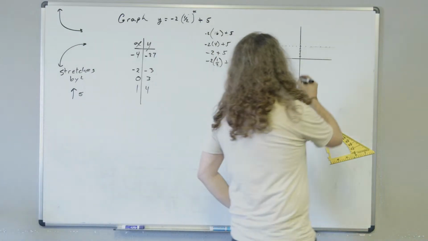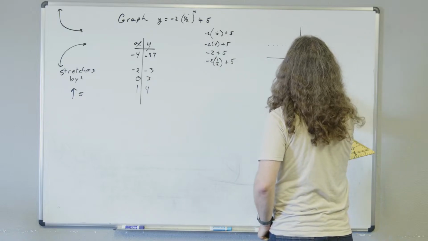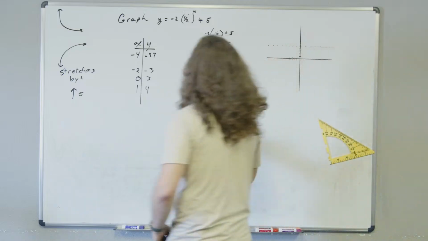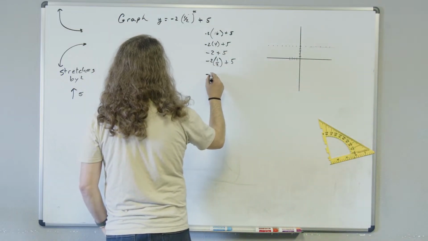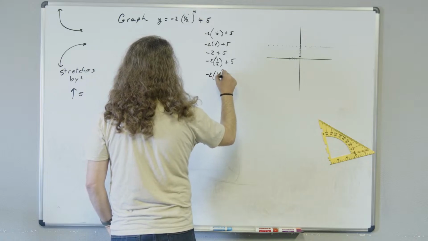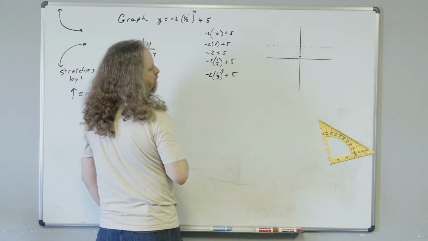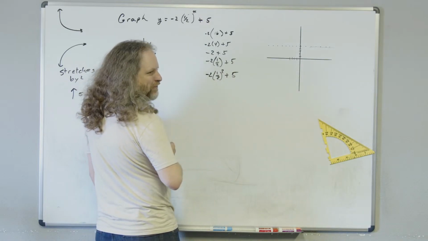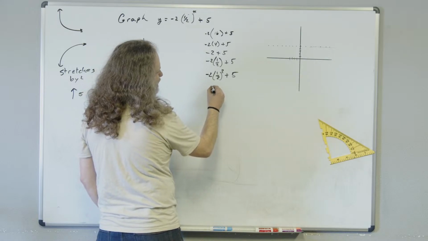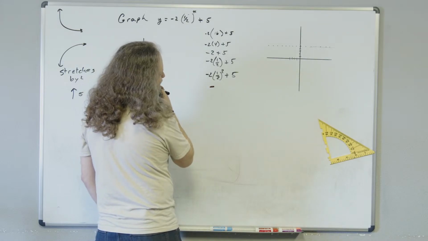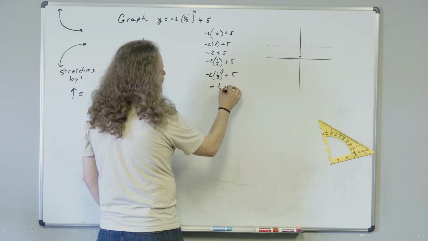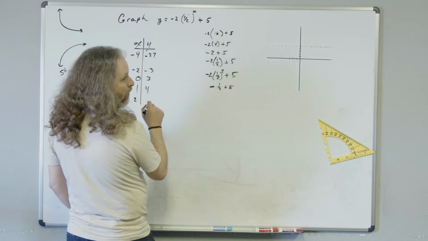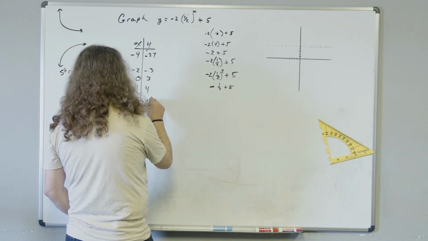So, negative 4. Let's see whether it'll go to 5. If I plug a 2 in there, negative 2 times 1/2 squared. What's 1/2 squared? 1/4. What's 1/4 times negative 2? Yeah, so negative 1/2. What's negative 1/2 plus 5? 4.5.